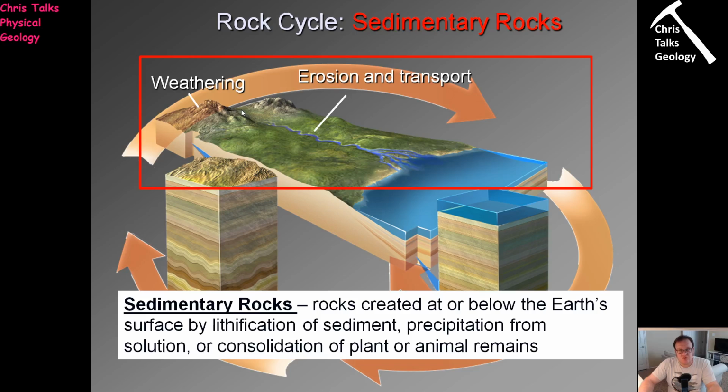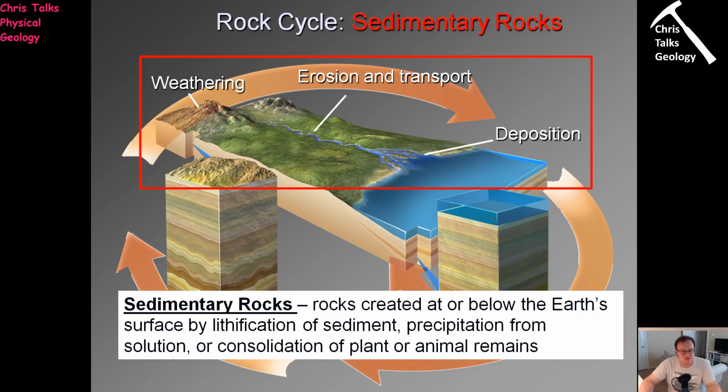Those pieces of rock will be transported. Now remember, transportation can occur by one of four mediums: water, wind, ice, or gravity. The most common one is water, but the other three are also possibilities. So the sediment that was produced by weathering will be transported, and during the transportation process it will be eroded, and the size and shape of the pieces of rock will change as the sediment is transported along.